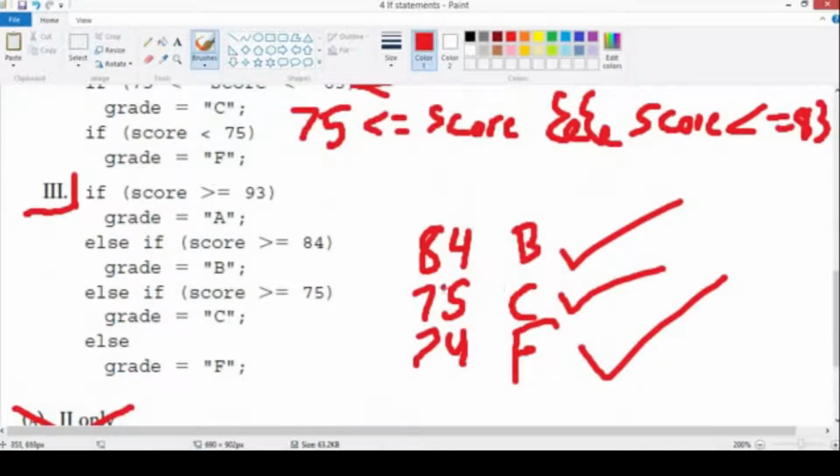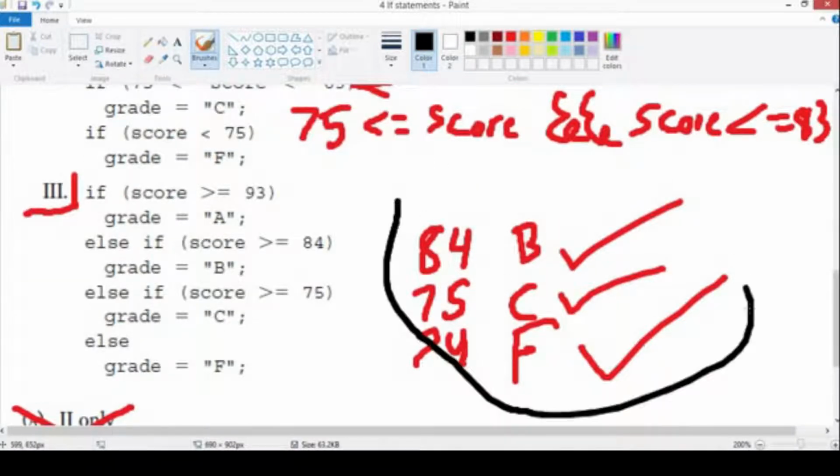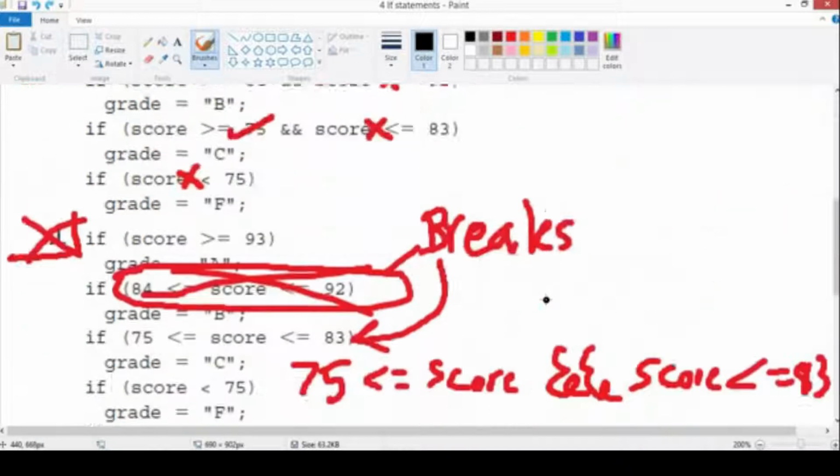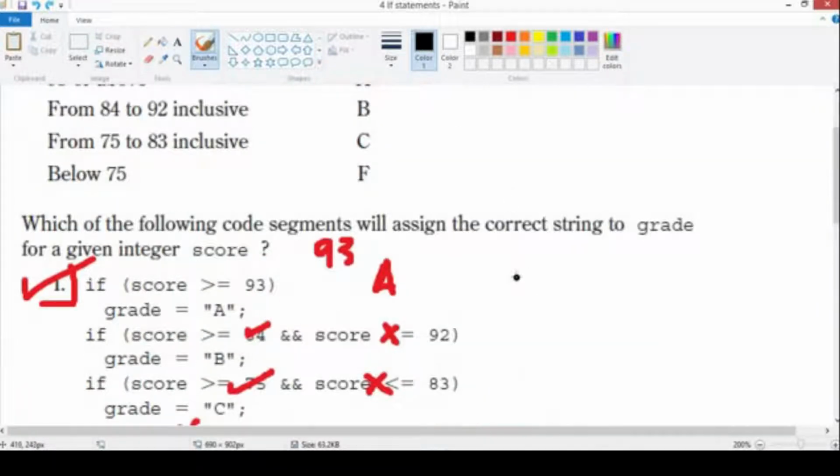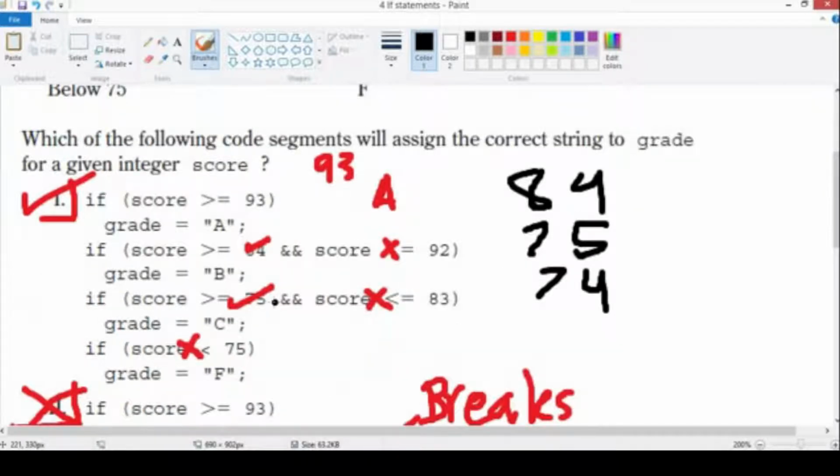Now you might be asking, wait, why did we do these extra test cases here? Well, we'll do them up here too. We should do them up here. Alright, 84 should be B, 75 should be C, and anything below that should be F. So, if we went in here, 84, if score is greater than or equal to 93, it is not, so we don't do that part. Then we move on. If score is greater than or equal to 84, it is, and it is less than or equal to 92. Both of those things are correct. Give it a B. Good so far.